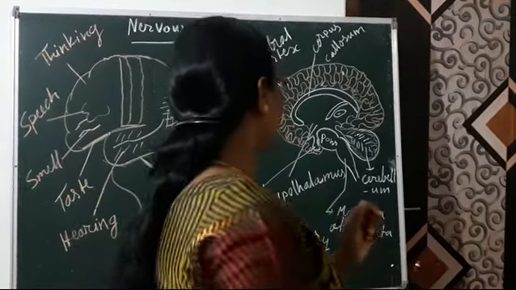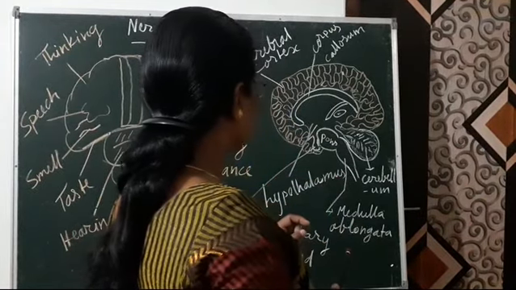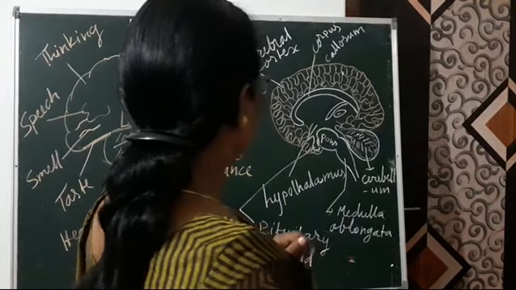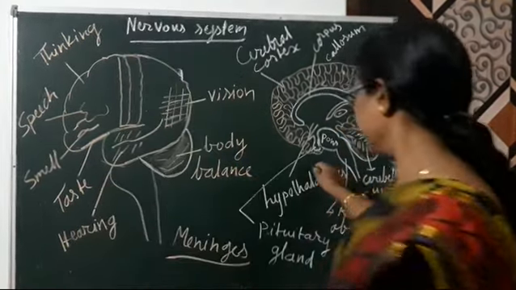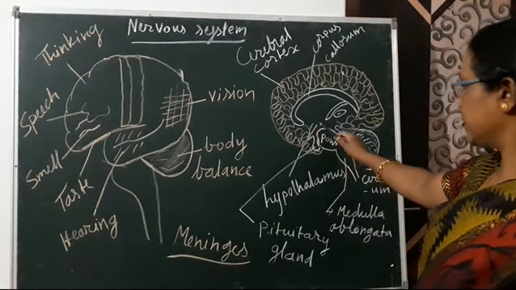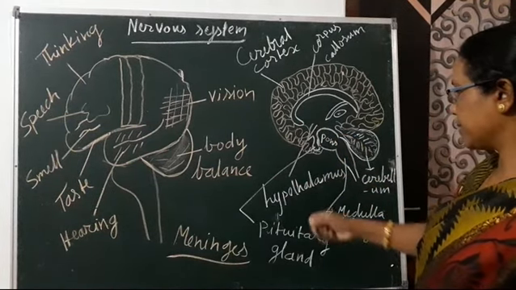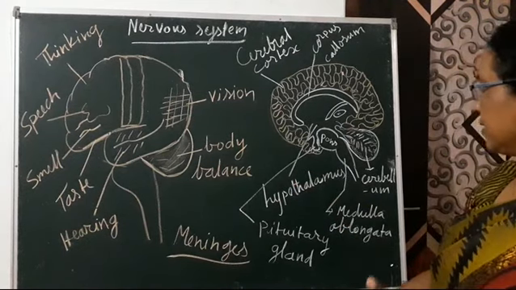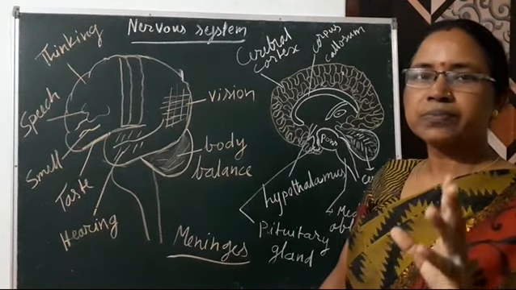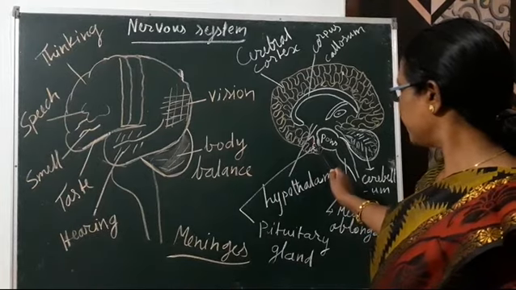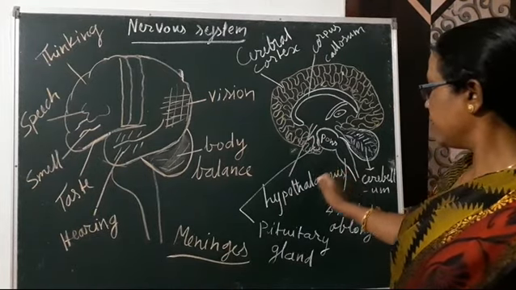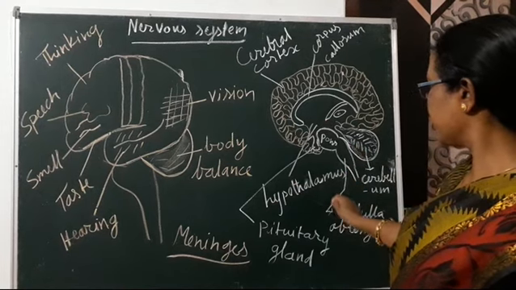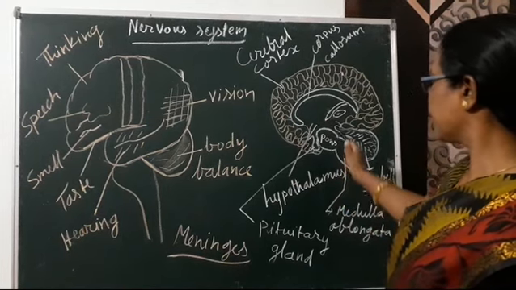And one more thing, here you can see the pituitary gland, which hangs from the hypothalamus. Sometimes they ask the question, location of the pituitary gland. Here you can see the pituitary gland hangs from the hypothalamus.